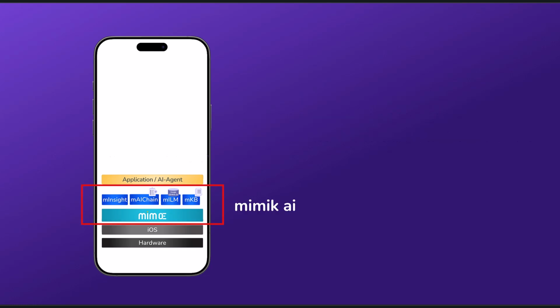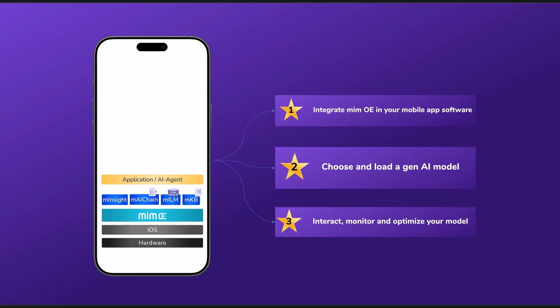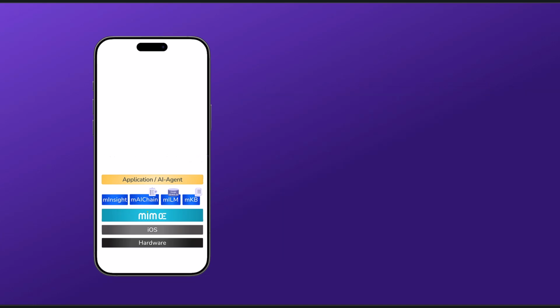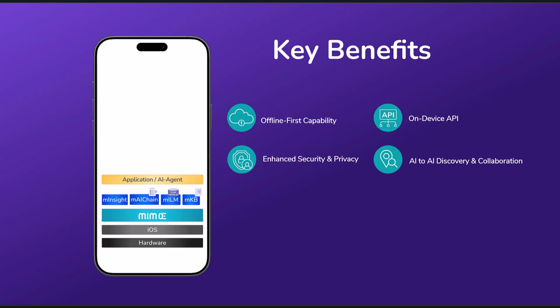We'll also show how a compatible generative AI model can be integrated into mobile apps with just a few simple steps. This integration demo is designed to help developers incorporate various components into their applications using the Mimic client library. Additionally, we'll highlight some key benefits of Mimic's MimOE and AI solution, including offline-first capability, enhanced security and data privacy, on-device APIs, and support for large language models.